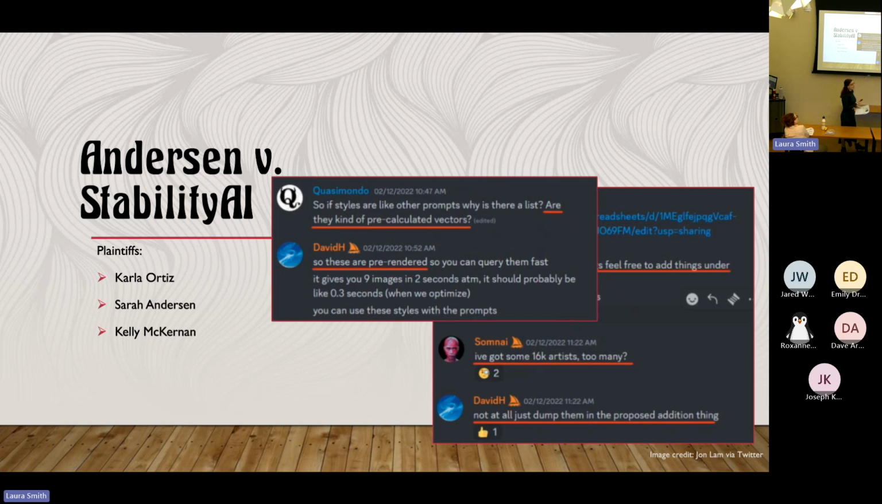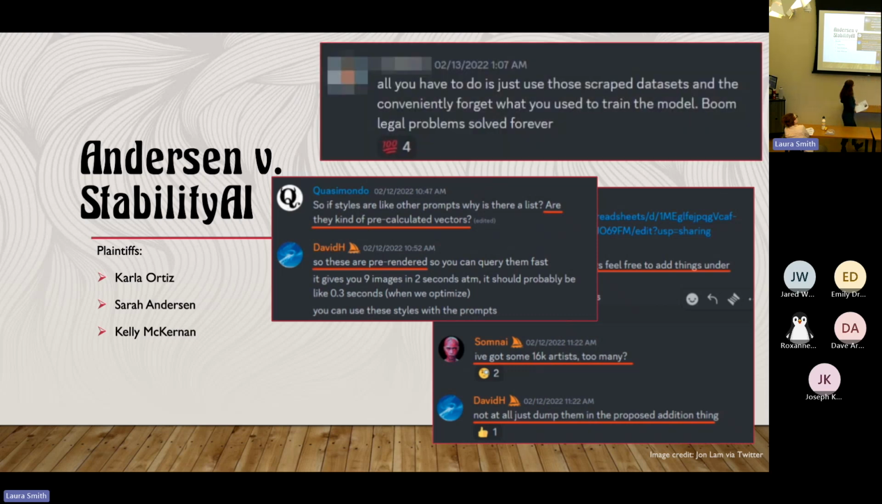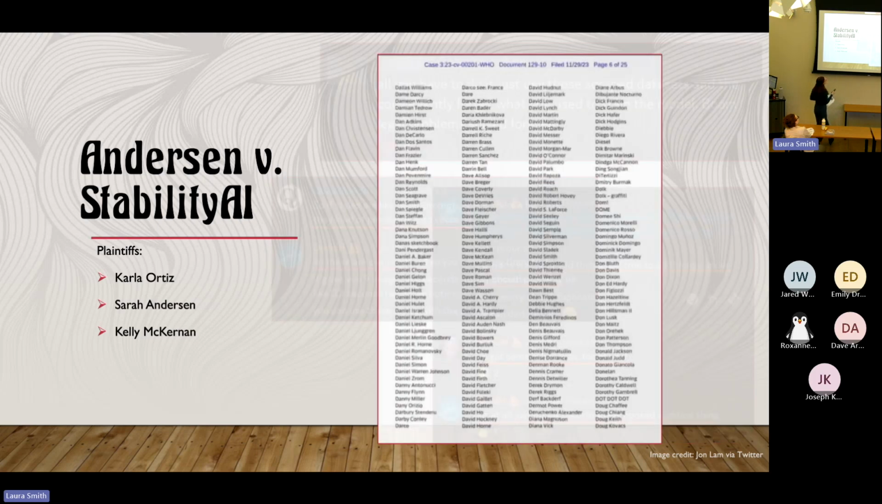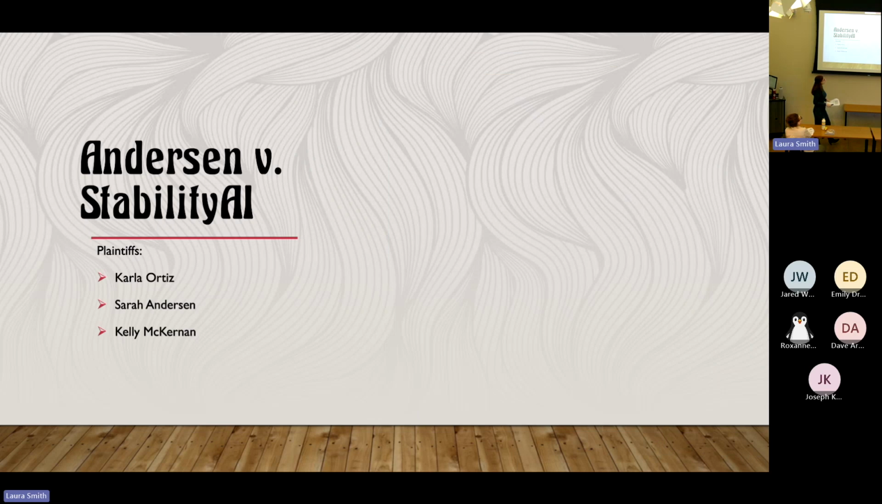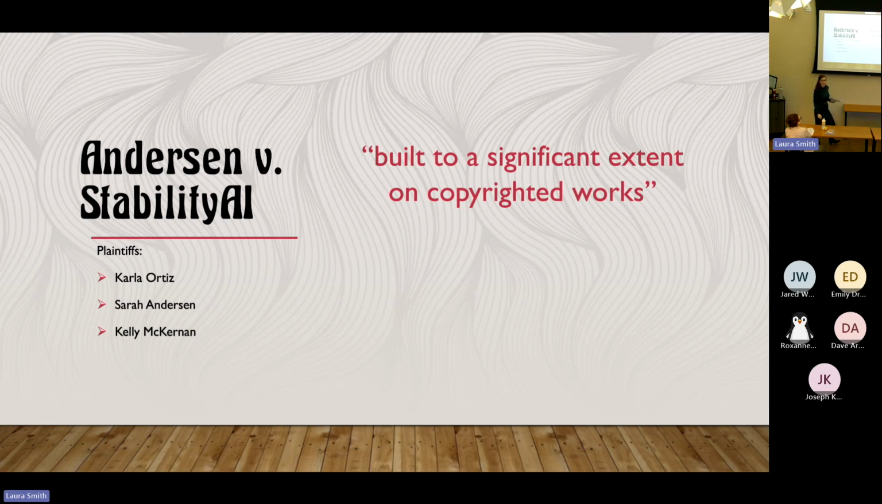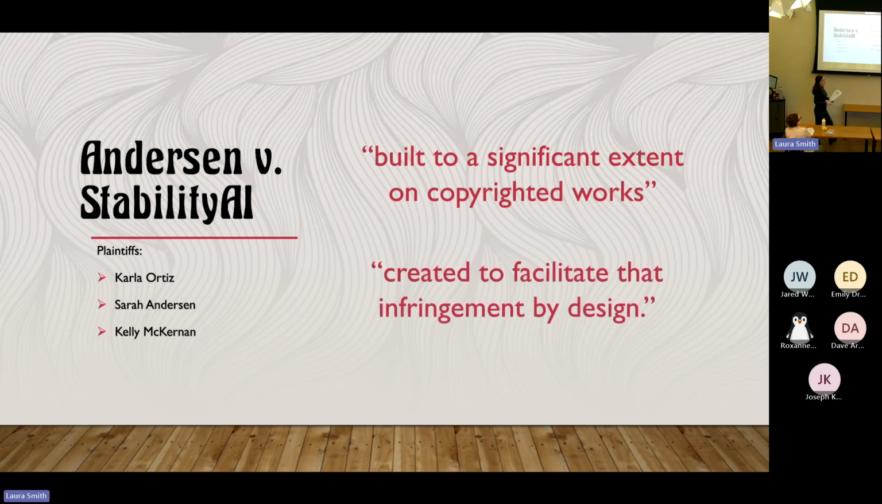It's very cavalier. But then they start talking about data monitoring. All you have to do is use those data sets and then conveniently forget what you used to train the model. Boom! Legal problem solved forever. Unless somebody takes a screenshot of your conversation, you idiot. So these were submitted. There's also a screenshot of the artists scrolling through this 16,000 list of artists that it would be pre-trained to mimic. This suit was advanced to discovery last August, with the judge noting specifically that Stable Diffusion was built to a significant extent on copyrighted works, and that they might even be guilty of promoting infringement because their system seems designed to facilitate infringement by design.